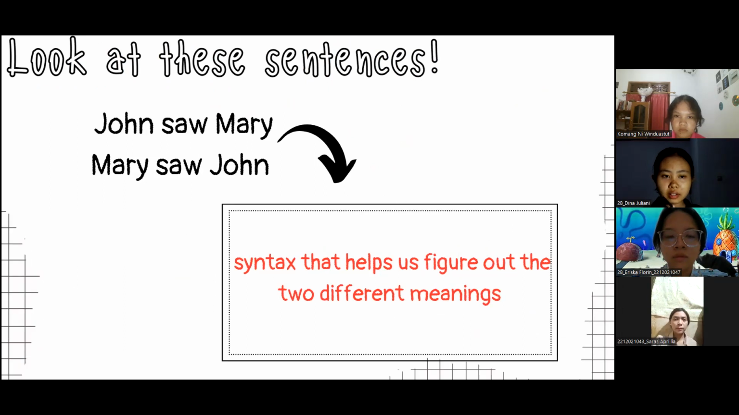Next. Okay, look at these sentences. John saw Mary and Mary saw John. These sentences have a different structure and also have different meanings. Well, it means syntax helps us figure out the two different meanings of the sentences. Next slide, please.